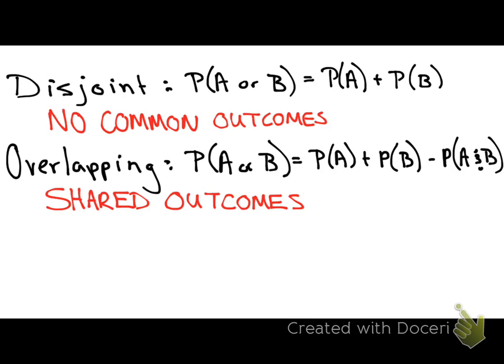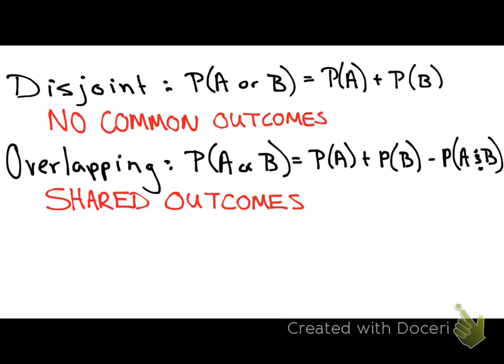Is it possible to flip a penny, event A, and for it to land on tails, event B? Can you flip a penny and it land on tails? Yes. So that would be an overlapping event. Could it land on heads too and be one or the other? Yeah. But the times when it happens together, those are overlapping events because they both happen.